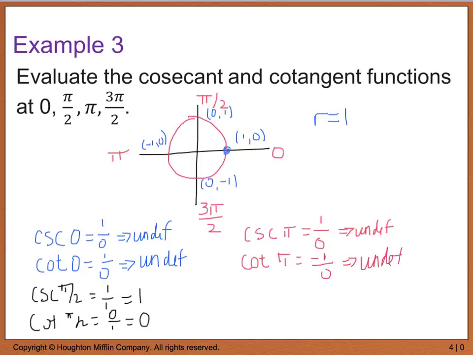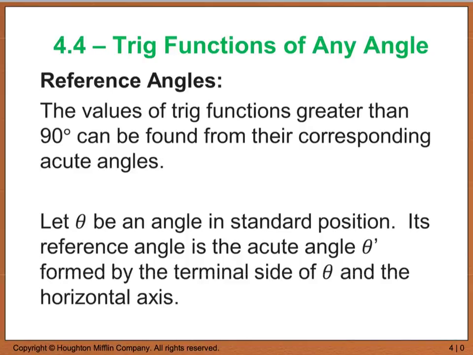And now we're going to look at cosecant of 3 pi over 2, which is r, or 1, divided by a -1, which gives me a -1. And cotangent of 3 pi over 2 is going to give me x, which is 0, divided by y, which is a -1, or 0. So these are your cosecant, cotangent values at 0, pi over 2, pi, and 3 pi over 2, which are our quadrant angles. The next thing we're going to look at are what we call reference angles.